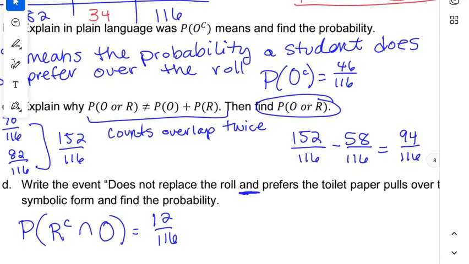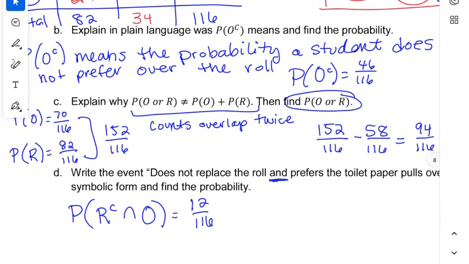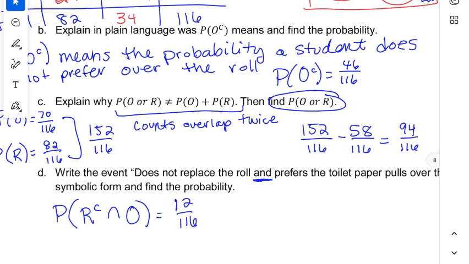And then C says probability of O or R. So if we were to look at O, look at R. If we add them together, that's too many. That's over 1. So it's counting our overlaps. And so you want to subtract the overlap, the yes, and that's why I subtracted the 58. And I got 94 over 116.